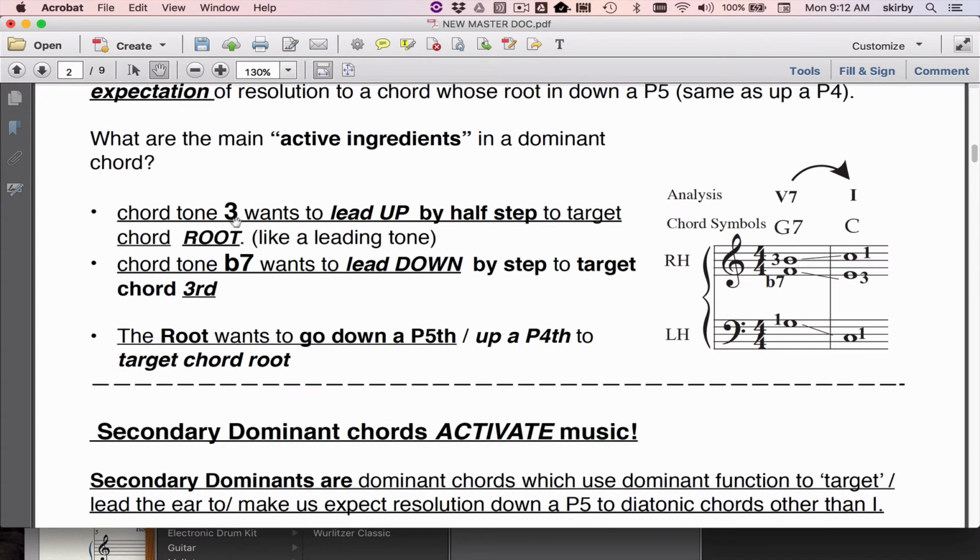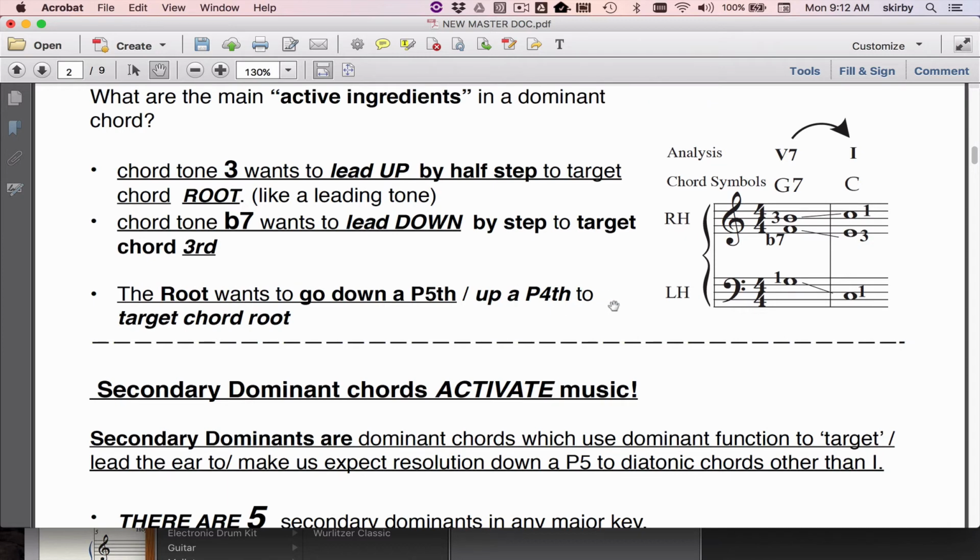So what are the ingredients? Well, the chord tone which is the third of the dominant chord wants to lead up by half step to the target. In other words, that's the leading tone. It's either the leading tone of the key, or it's just a leading tone to whatever the target chord is. It's a half step below the root. So the third of the dominant is the leading tone going up to the root of the target. The flat 7 of the dominant chord, if it's present, wants to go down by step to the third of the target chord. If it's a major chord, it goes down a half step. If it's a minor chord, it goes down a whole step.